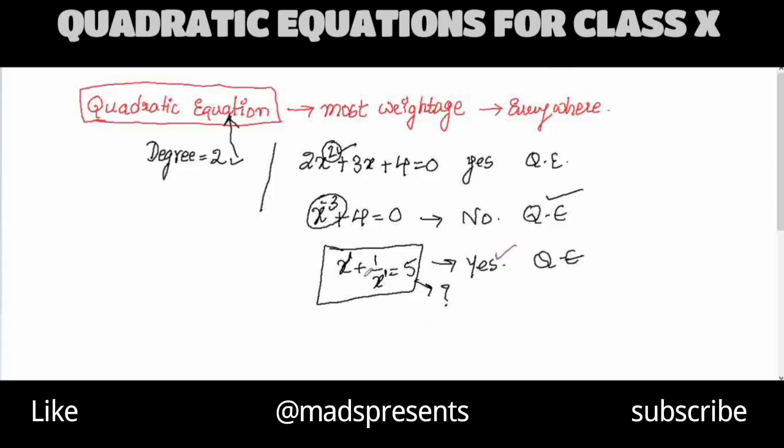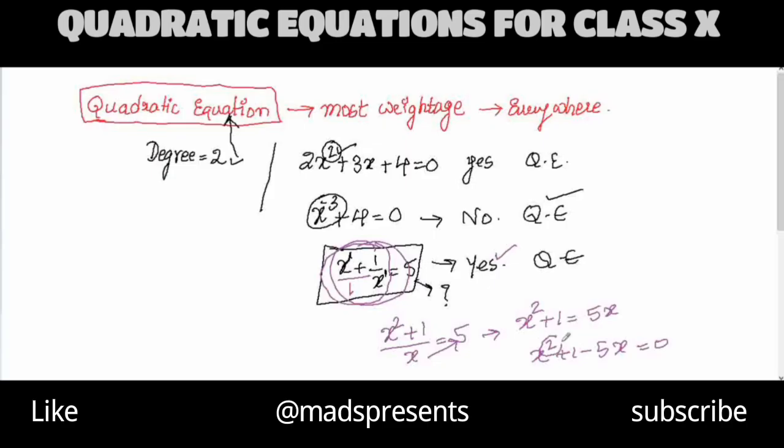My answer is correct because after solving this equation, what will we get after taking LCM and all? x plus 1 by x is equal to 5. This side I'm taking LCM. I got this, send x this side. You'll get x square plus 1 is equal to 5x. And bring 5x inside, it will become x square plus 1 minus 5x is equal to 0. Now see, the highest power is 2.